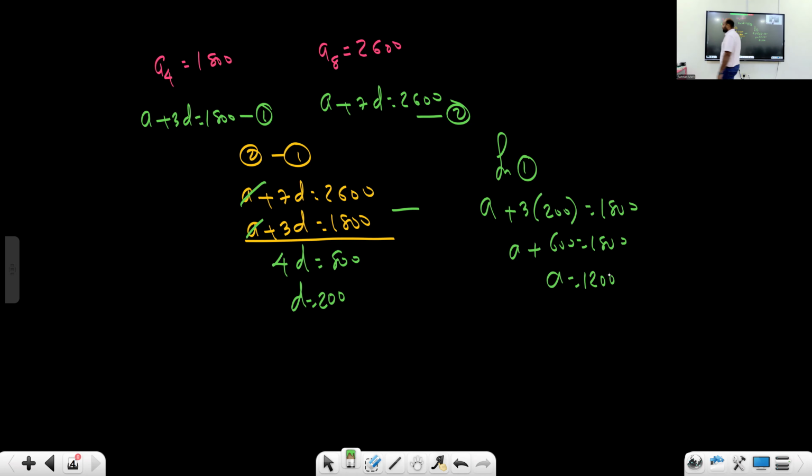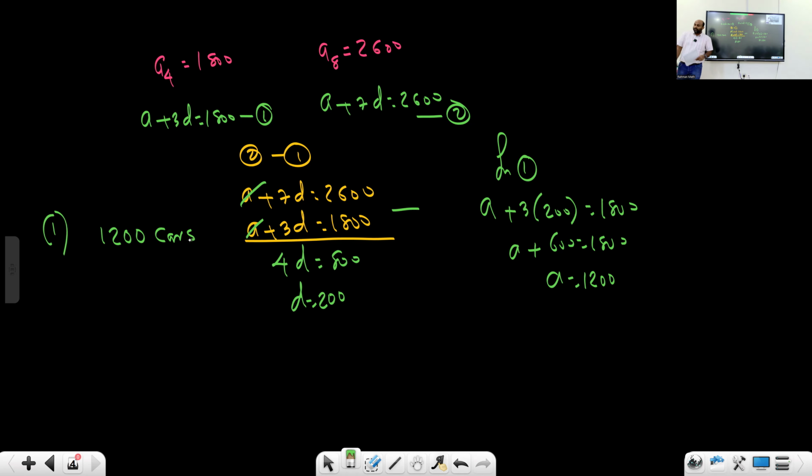What is the first question? Tell me, production in first year means first term. What is the first term? 1200. First answer. Production in first year 1200. What is this car? 1200 cars. A means the first term. 1200 cars.